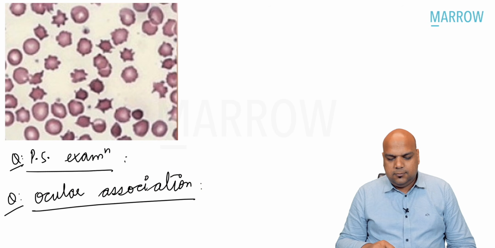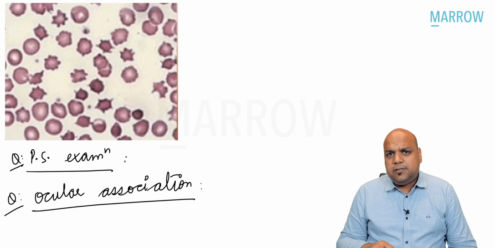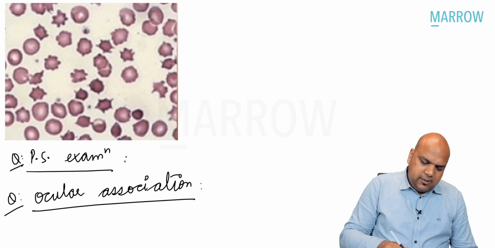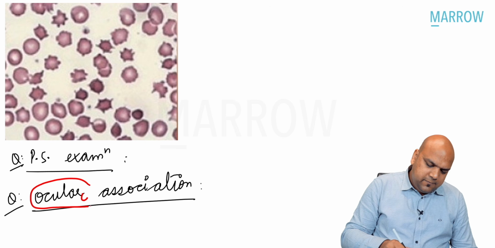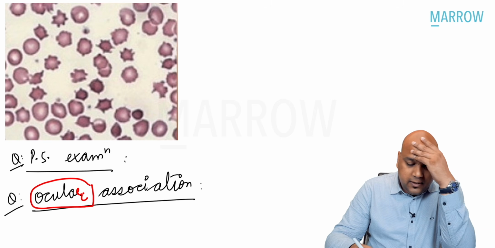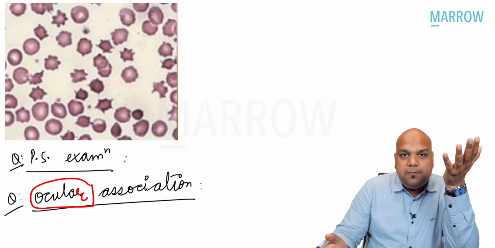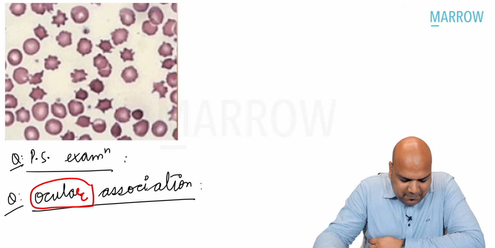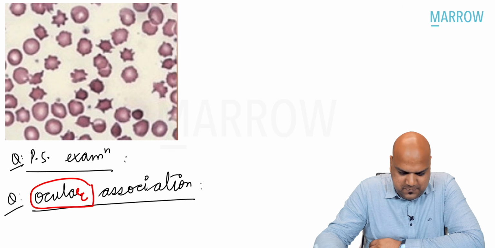Oh, is it a pathology revision class? No. I think somebody has made an error. Oh no, there is ocular association written. So it's not an error. Let me put my mind to it. It is a peripheral smear given. PS means not posterior segment. PS means peripheral smear. So they are asking you what is the peripheral smear examination.